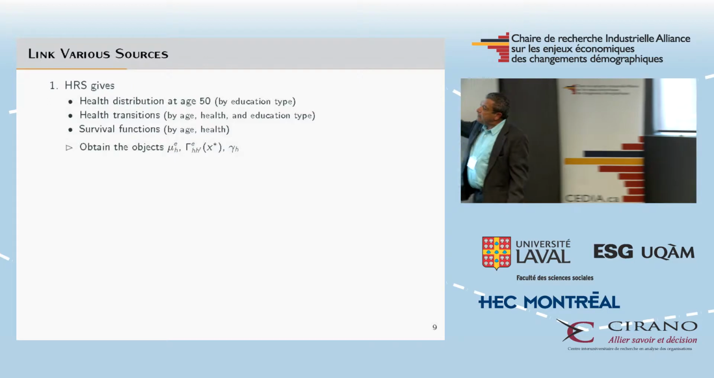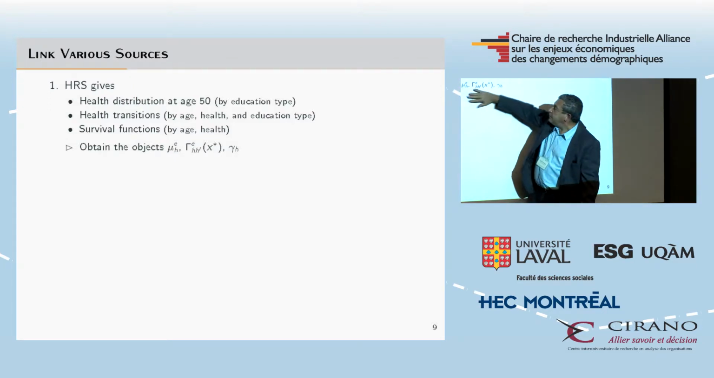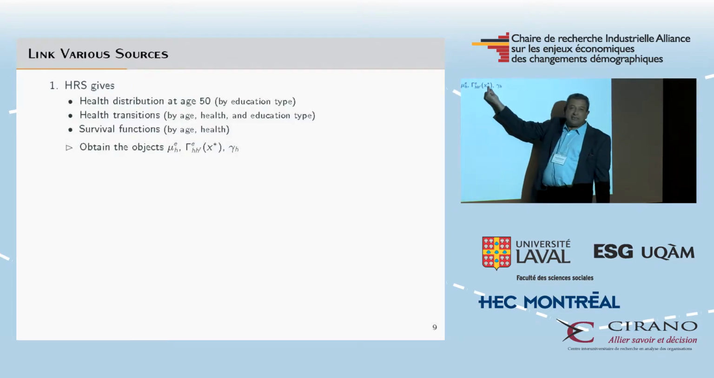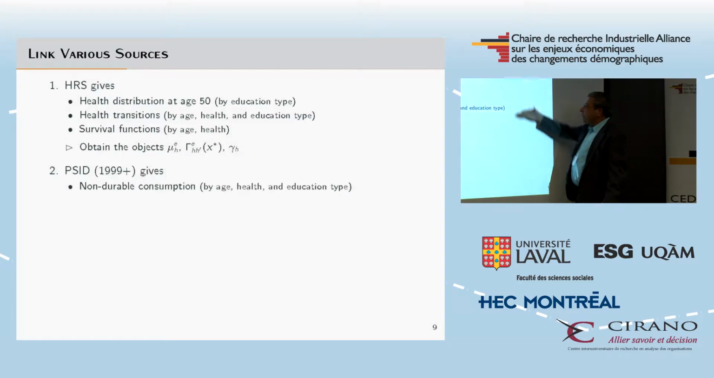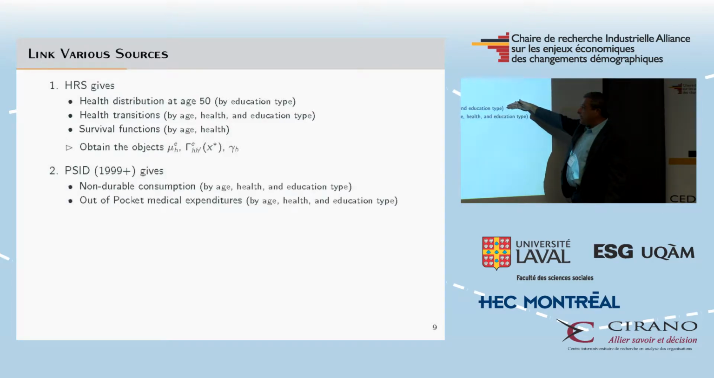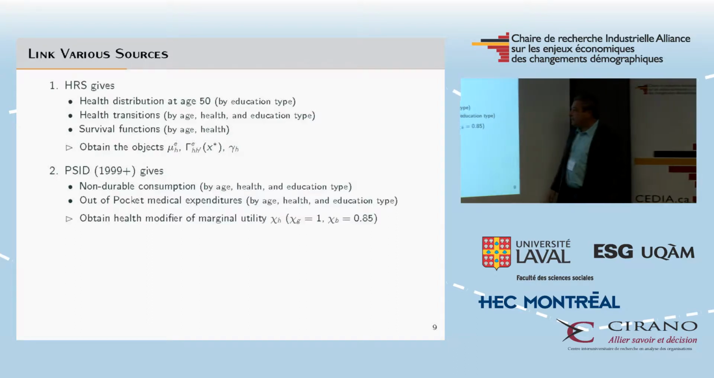And that gives us the initial distribution of health, the realized health transitions, that's the notion there is an X star, what they actually chose that translates into different outcomes and the survival probabilities. From the PSID, we get the consumptions by age, health, and education type, and the out-of-pocket medical expenditures.